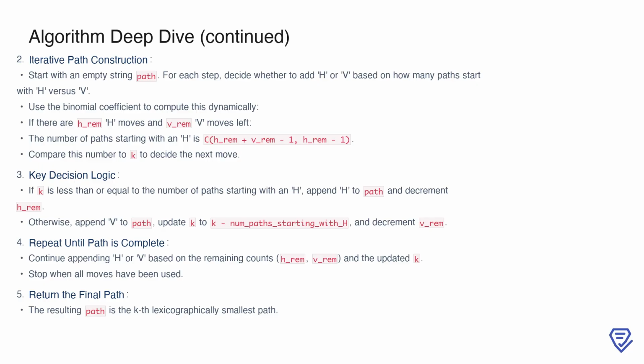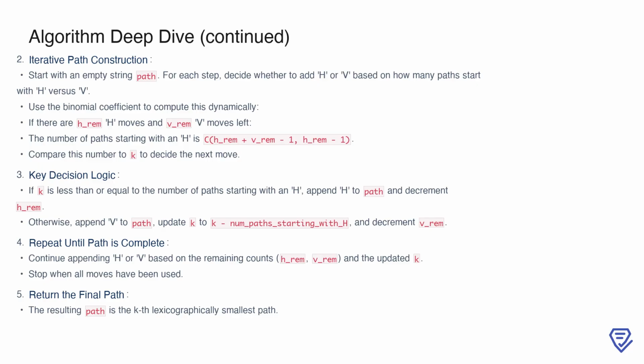To make this decision, we calculate how many paths start with h versus v using the binomial coefficient. If there are h_m horizontal moves and v_m vertical moves remaining, the number of paths beginning with h is given by c(h_m + v_m - 1, h_m - 1).